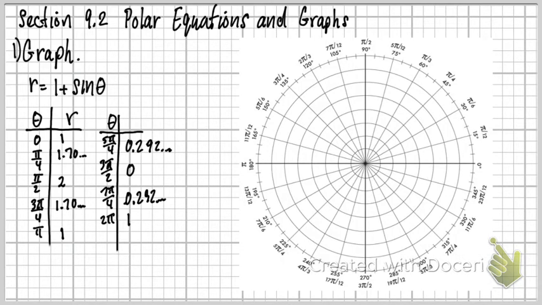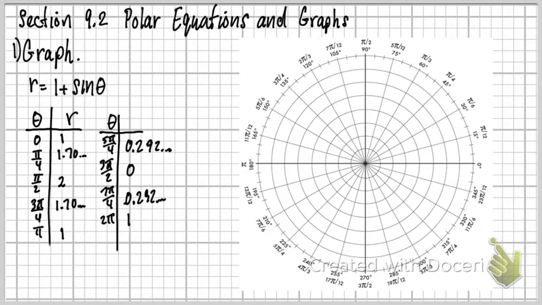Now here is the grid I'm going to put everything on. So now, again, remember when I do my ordered pairs, I'm going to go 0 on the theta, so that means I'm right on this line here. I think I'm going to use a different color for this, though. I'll use a red. So my theta is 0, and my R is 1.